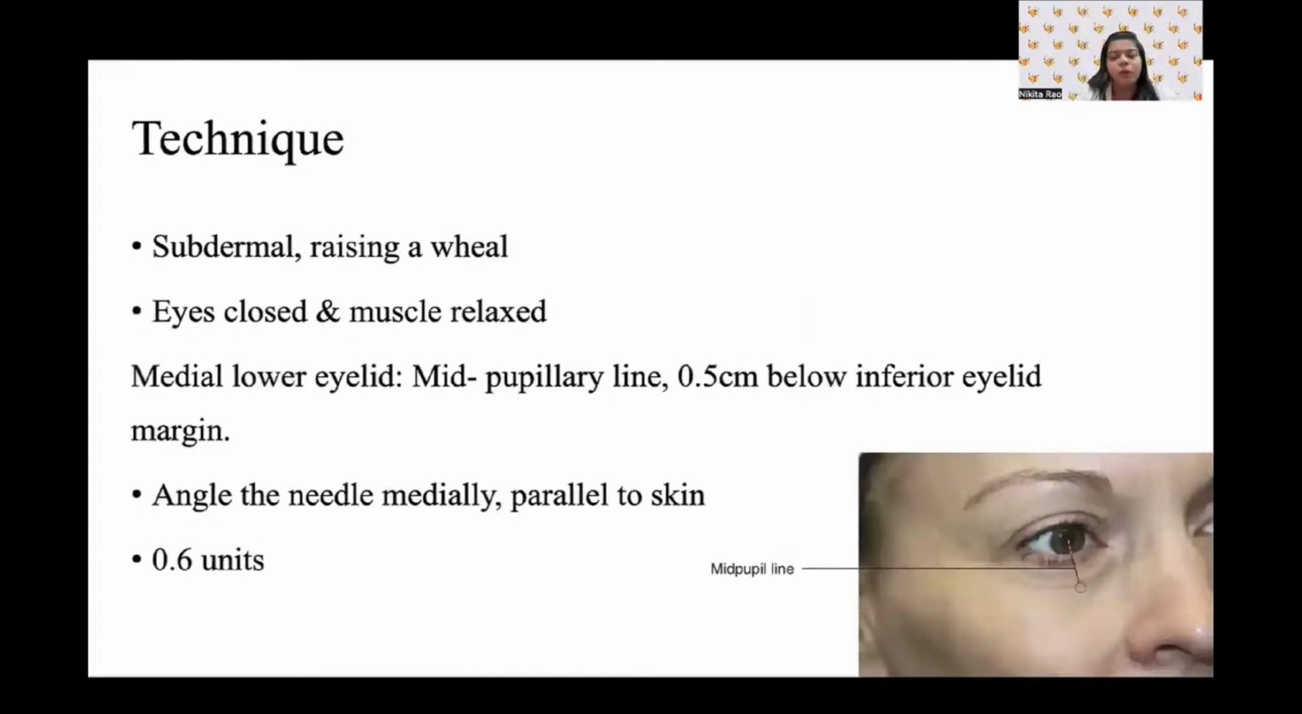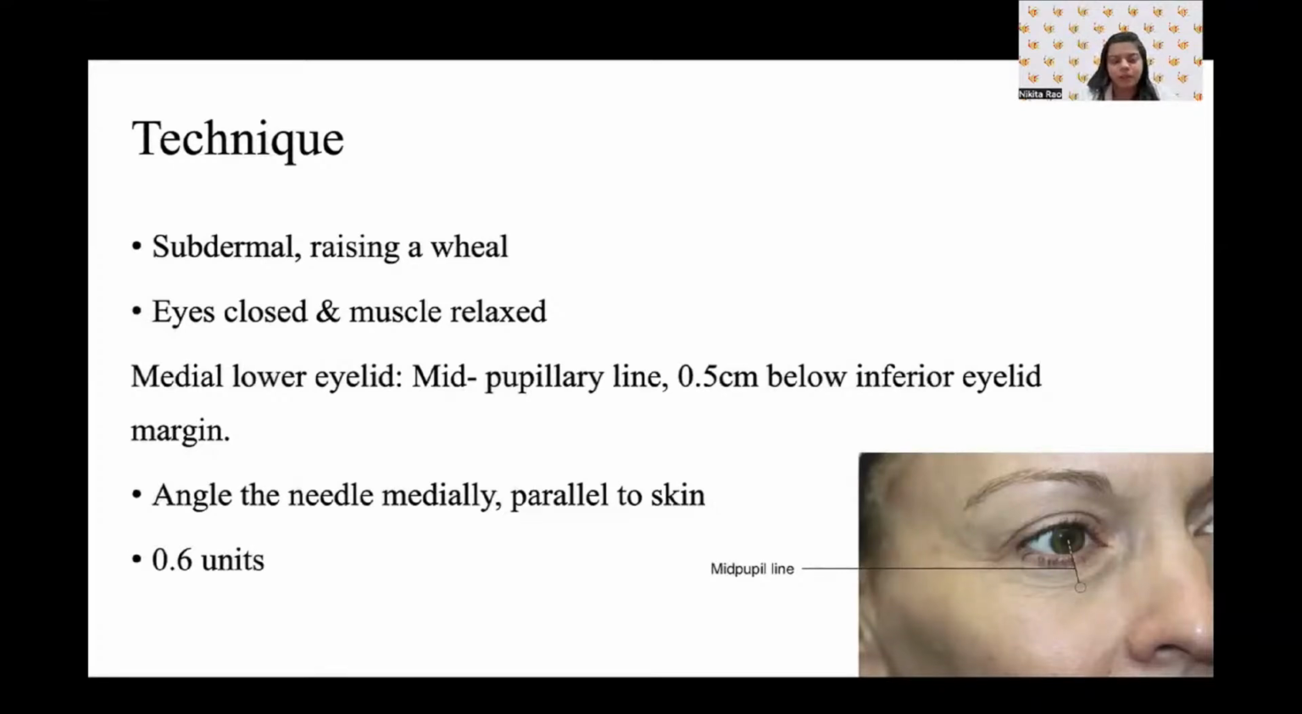First we'll talk about the medial lower eyelid. Injections are always subdermal, raising a wheal. Ask the patient to close the eyes so the muscle is relaxed. A line is drawn from the mid-pupillary line, 0.5 centimeter below the inferior eyelid margin. The angle of the needle is always medial, parallel to the skin.